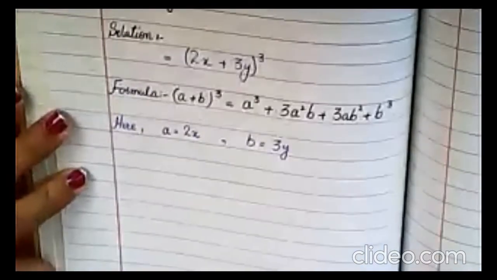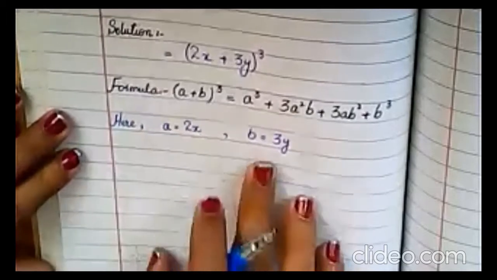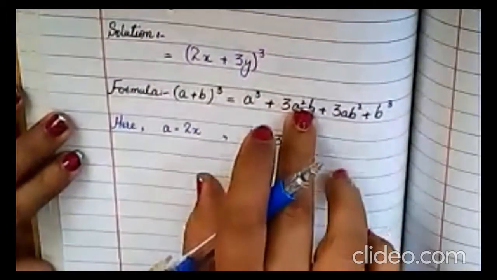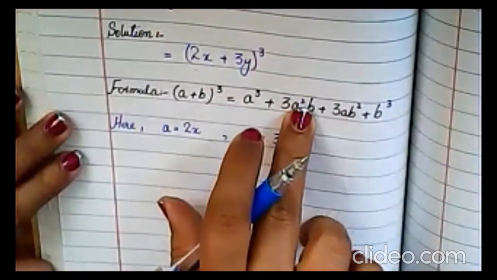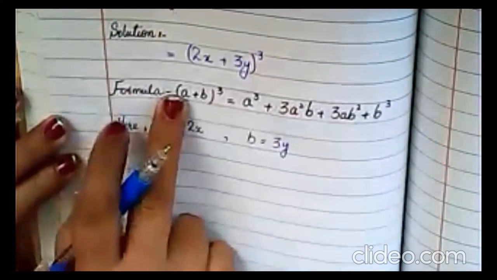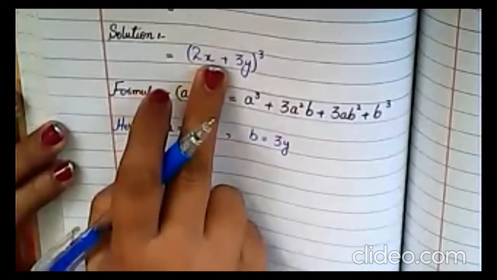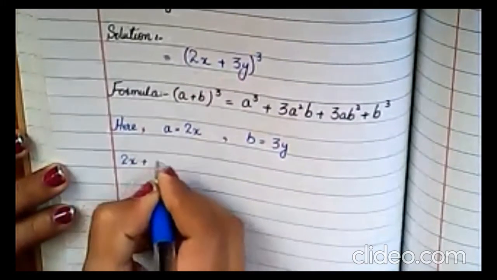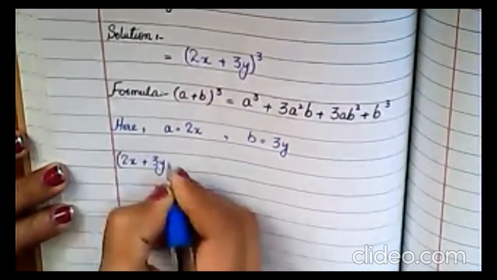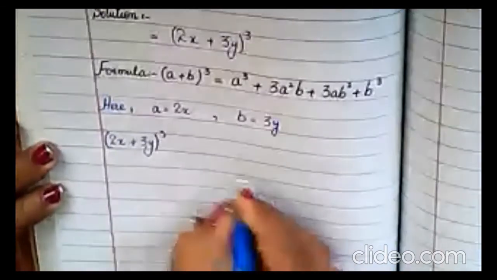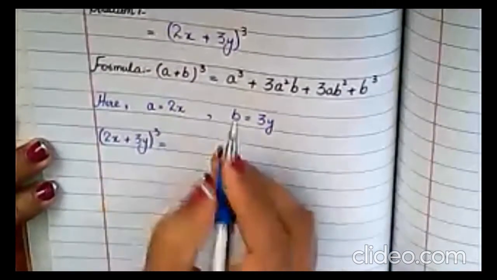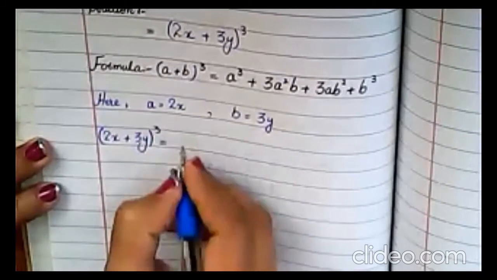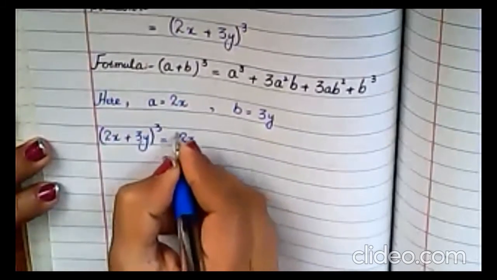Now what you will do, you will put the value of A and B in the above formula. In this formula, you are going to put the value of A and B. How will you put it? A plus B. So here you have 2x plus 3y. So you will write here (2x plus 3y) whole cube will be equal to A cube. So A is 2x, so you will take the cube of 2x.